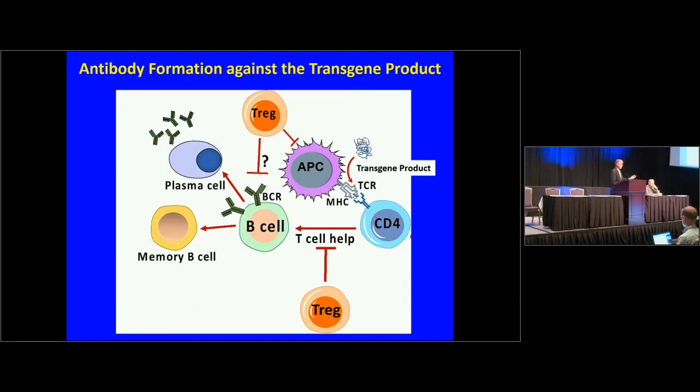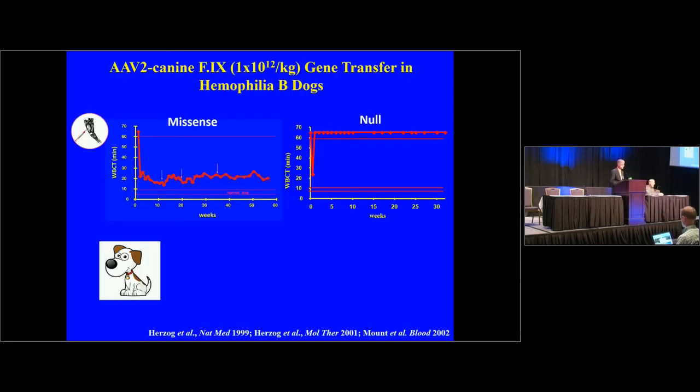Now, what is the mechanism of the risk of the antibody formation against the transgene product? Again, we don't know what the innate signals are that are driving this, but we do know that they tend to be T helper cell dependent, so you need effector CD4 cells in order to activate the B cell response. And we also know that regulatory T cells tend to be able to shut this down or suppress these responses.